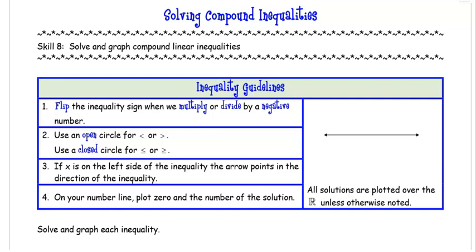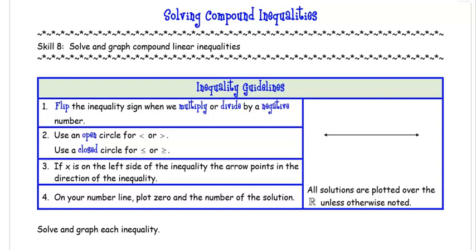Mrs. Delzati here. Today we're going to be working on solving and graphing compound linear inequalities. Now, some guides to our inequalities. We need to make sure that we flip the inequality sign when we multiply or divide by a negative number. We use an open circle if we have less than or greater than. We use a closed circle if we have less than or equal to or greater than or equal to.